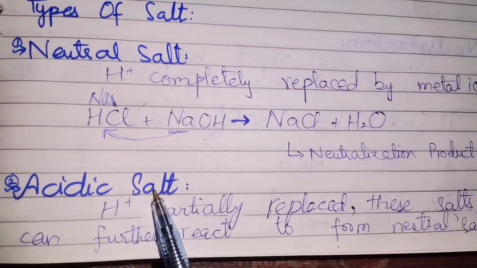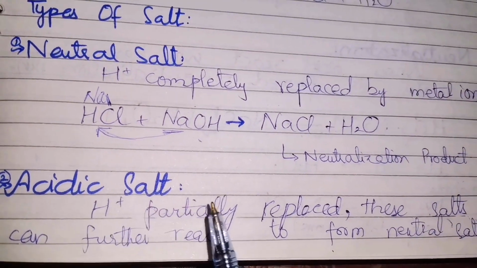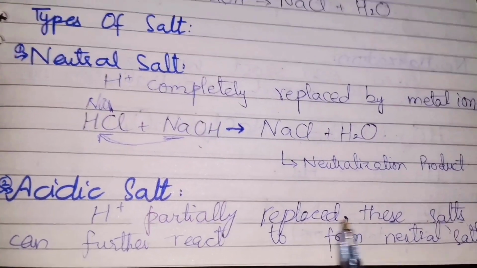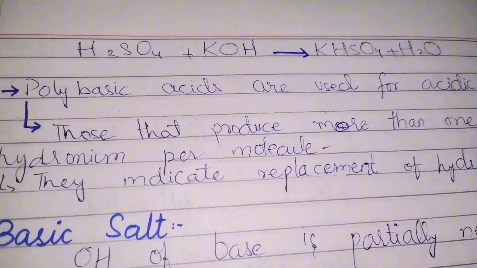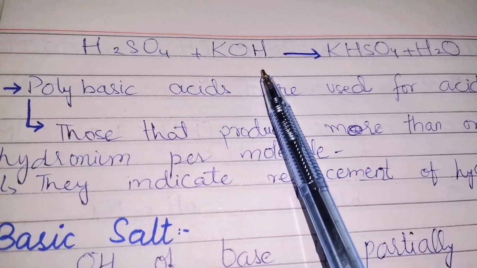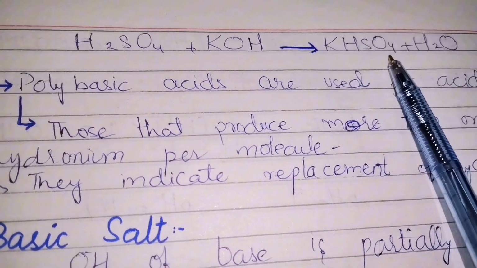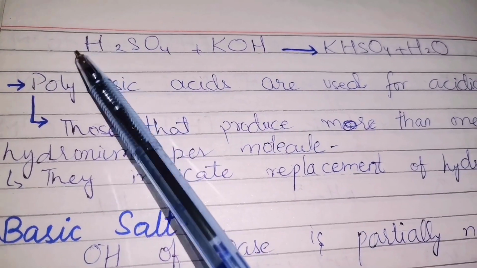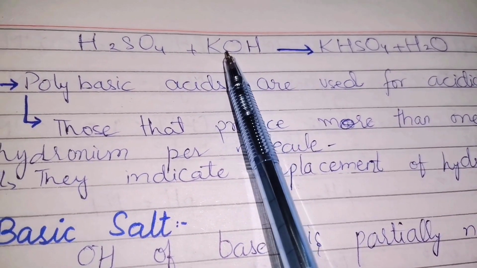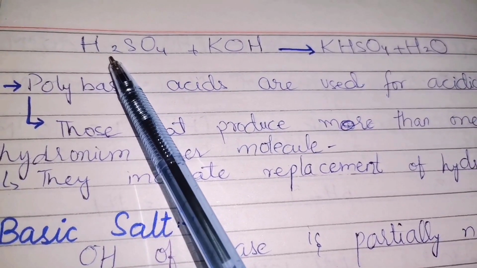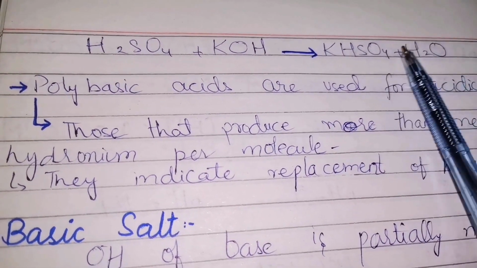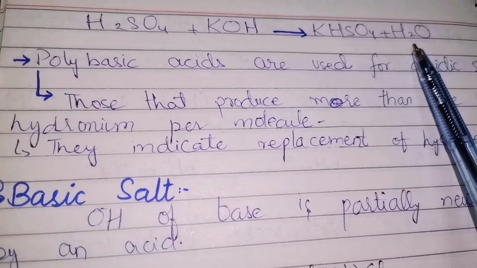Now what is acidic salt? Here the H positive is partially replaced. These salts can further react to form neutral salts. See over here what is happening, that H2SO4 is reacting with KOH. As a result, KHSO4 is formed. This H over here is replaced by the potassium. Now we have only one potassium, so only one hydrogen will be replaced, and we will write over here KHSO4, and water is also formed as a result of this reaction.